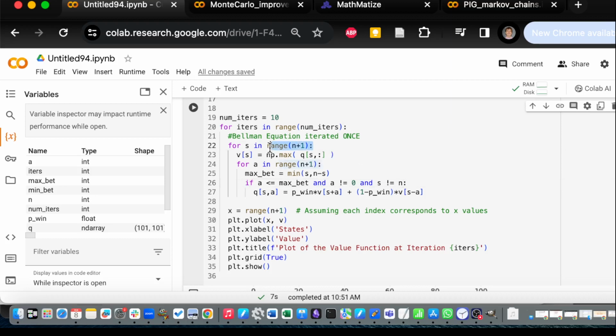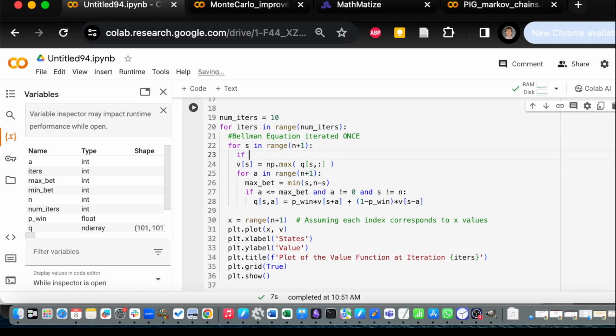Another thing you could do is tell it only go up to N. Don't go up to N plus 1, and then it will just never update the last state, because I already know the value in the last state. If you just put it here, it's still going to update this one, so you would need to forbid it over here. You would need to have an if S not equal N.